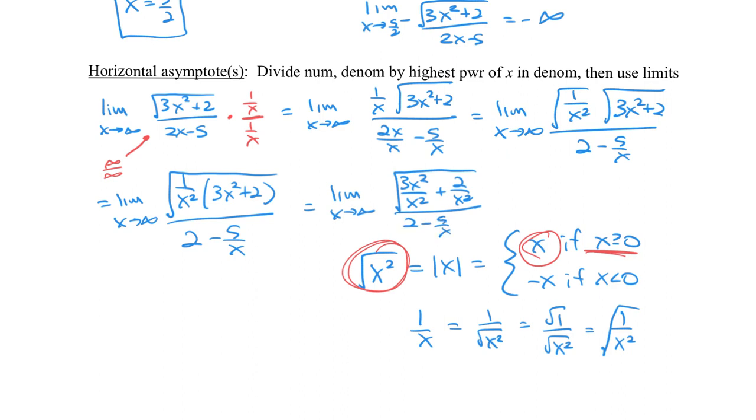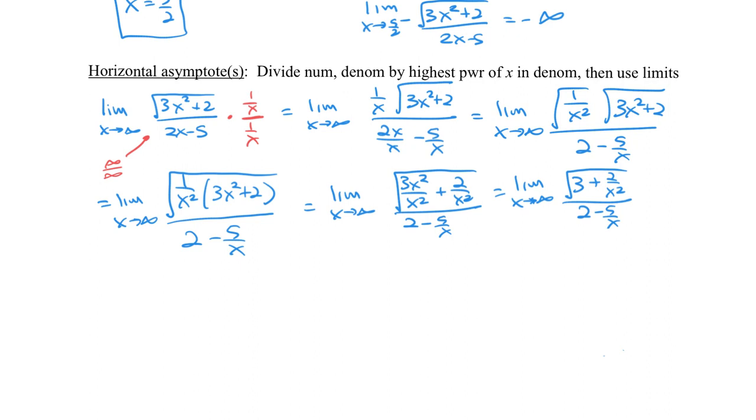And then of course we can clean up the numerator. Get the limit as x approaches infinity of 3 plus 2 over x squared under the radical, and the denominator 2 minus 5 over x. Okay, at this point we can take the limit, because as x approaches infinity, this term will go to 0, this term will go to 0. In other words, we can make these terms as close to 0 as we want just by making x large enough. Right, so as a limit, that will go to 0, this term goes to 0, and what we're left with then is just the square root of 3 over 2.